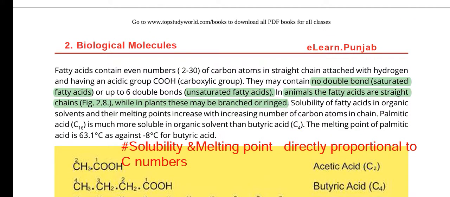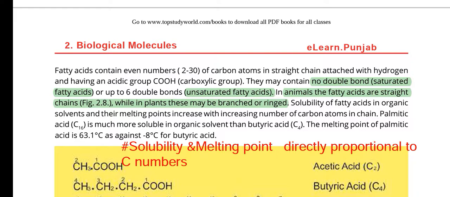So there are two major categories of fats or lipids: one is saturated and one is unsaturated. Actually, fats may be in liquid state or in solid state, and these are called fats and oils. If the fatty acid used in the lipid is saturated, then the lipid will be a fat.